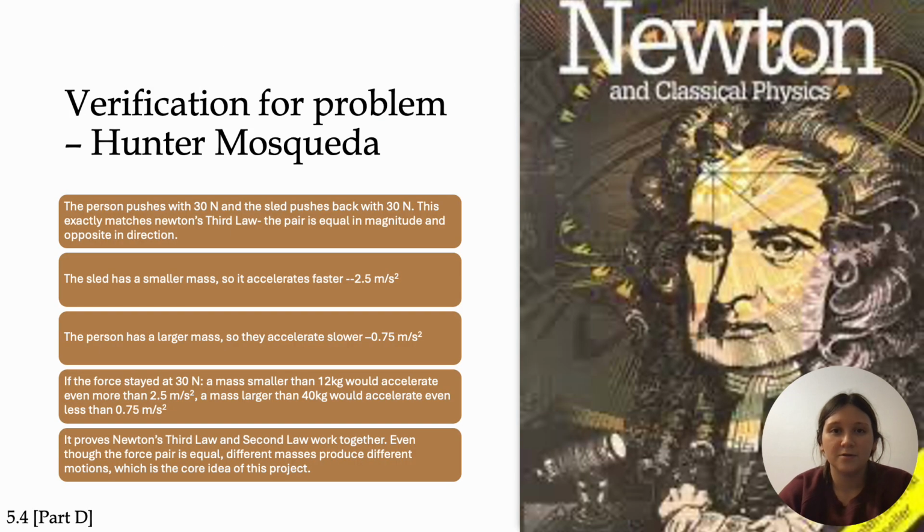To verify my solution, I checked that the forces match Newton's third law. Both are exactly 30 newtons but in opposite directions. Then I checked that the accelerations make sense. The lighter object accelerates more and the heavier object accelerates less, which is what we expect from Newton's second law. I also looked at the possible range of answers and confirmed that my numbers fall into realistic values. This supports the overall project by showing how Newton's laws work together.